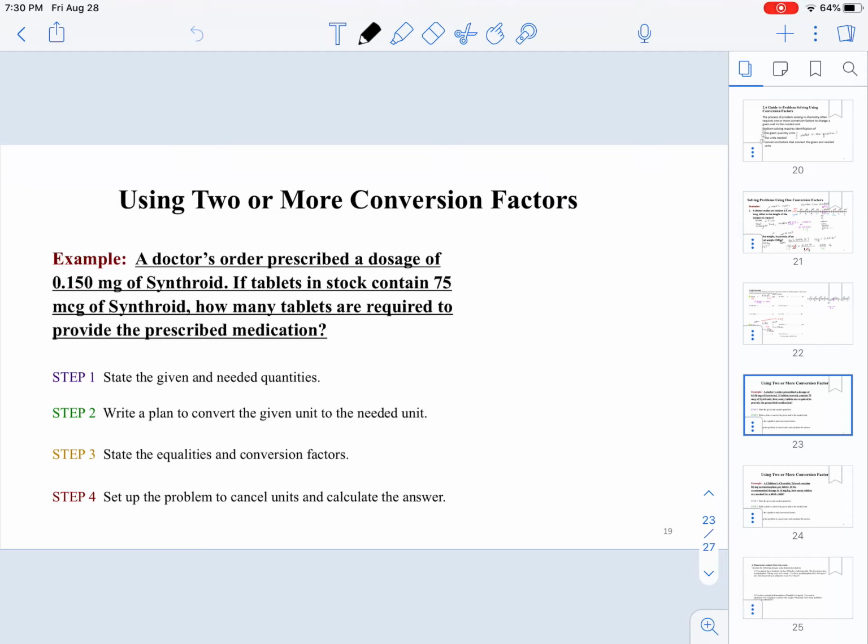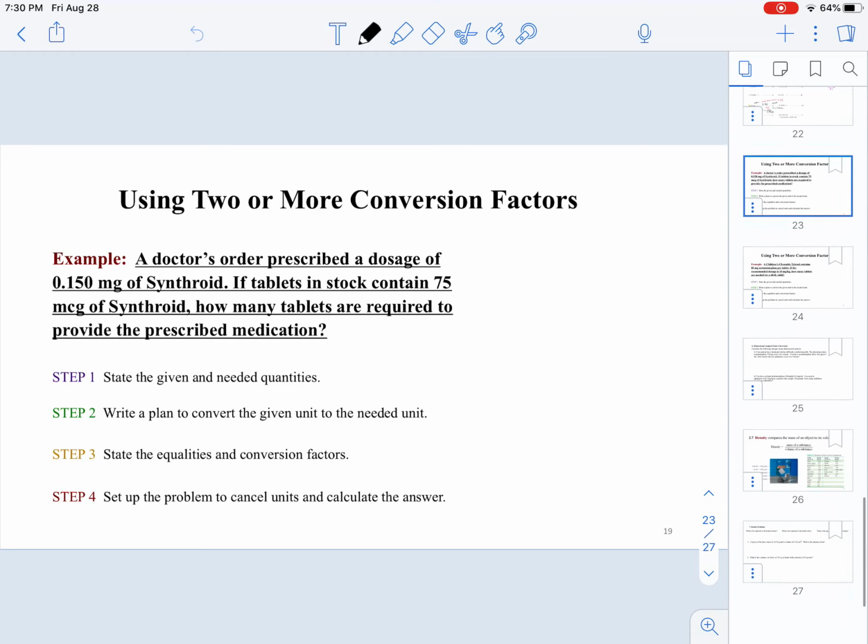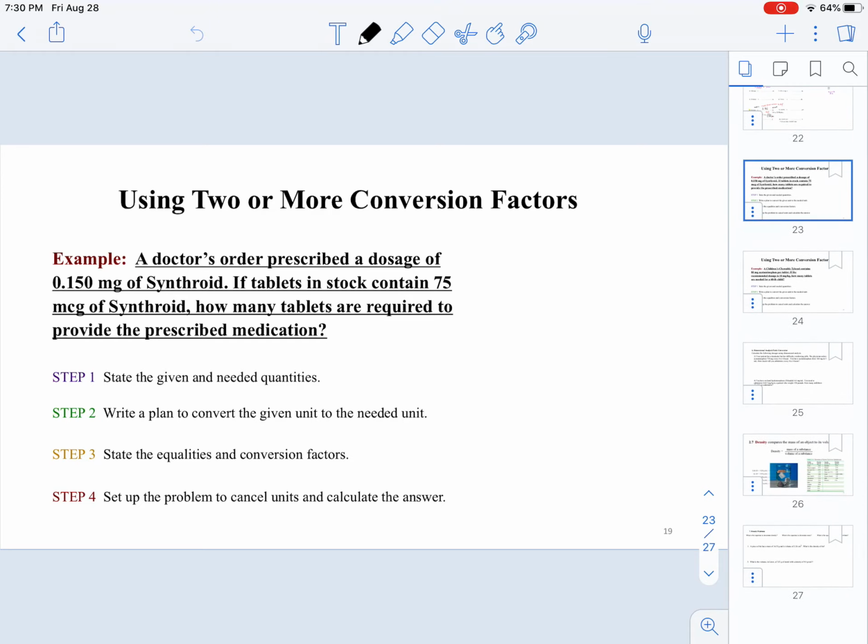In this video, we are going to continue to do problems with conversion factors, but these are going to be more specific to clinical problems. Then we are going to be discussing the topic of density.